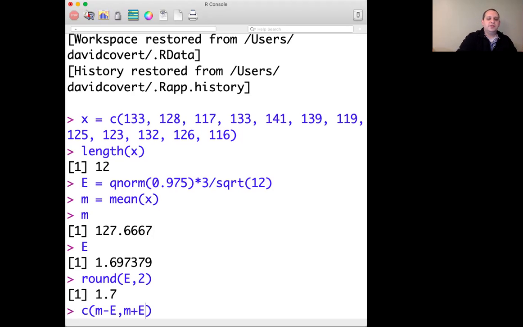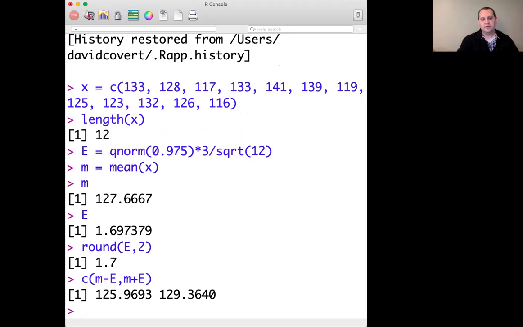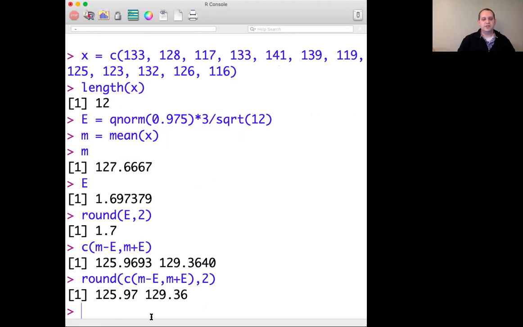But we could also use the following code to get it to give us a list of 2 numbers. The first number is going to be the mean minus the error. The second number is going to be the mean plus the error. And then there's our confidence interval. And if you wanted to be super fancy pants, you could round this to 2 decimal places. And there's the confidence interval to 2 decimal places.